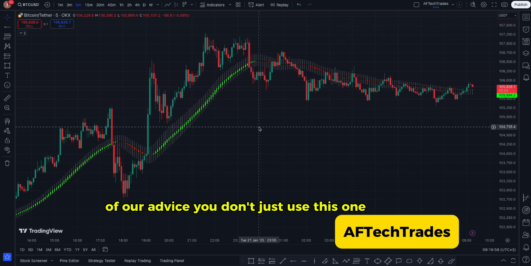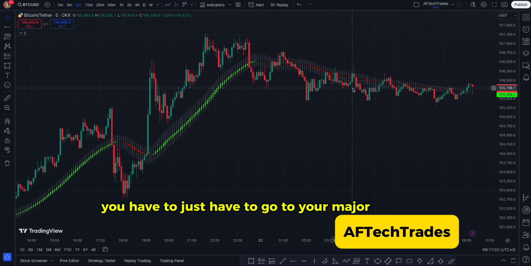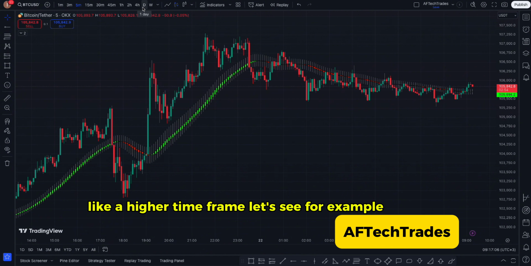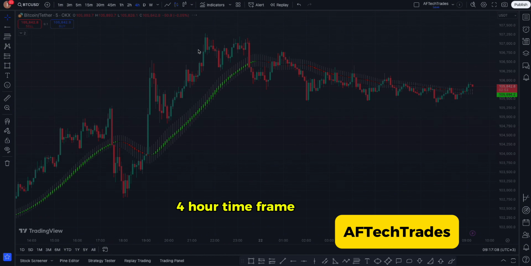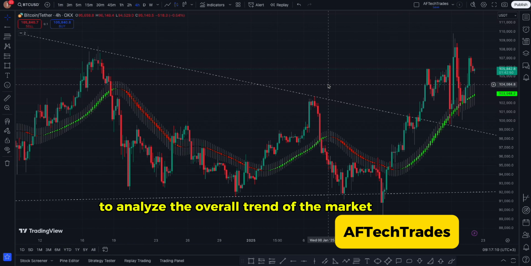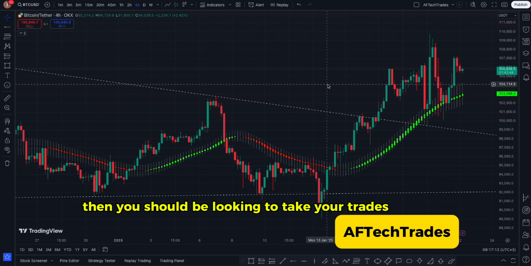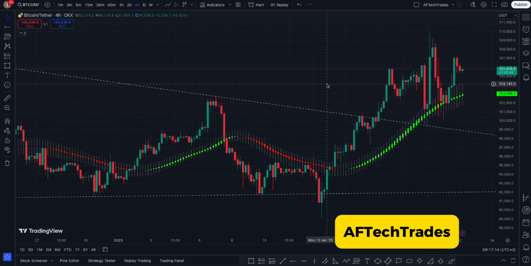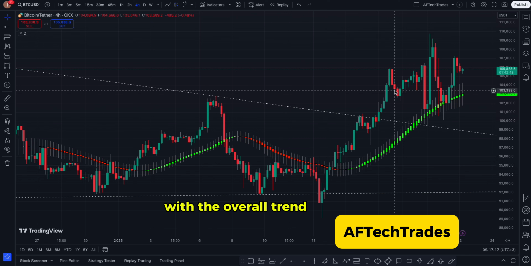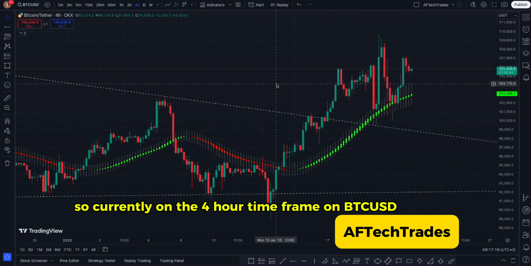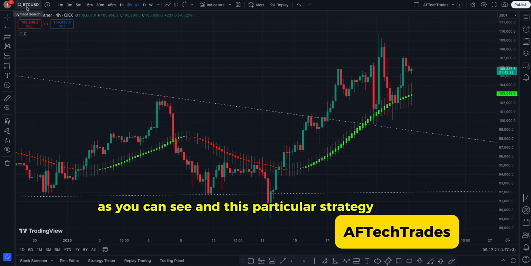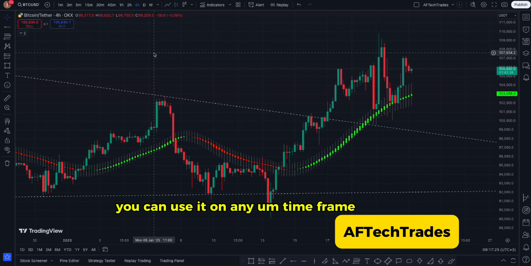But our advice is you don't just use this one. You have to go to a higher time frame, let's say, for example, the 4-hour time frame, to analyze the overall trend of the market. Then you should be looking to take your trades with the overall trend. Currently on the 4-hour time frame on BTC USD, as you can see, and this particular strategy, you can use it on any time frame.